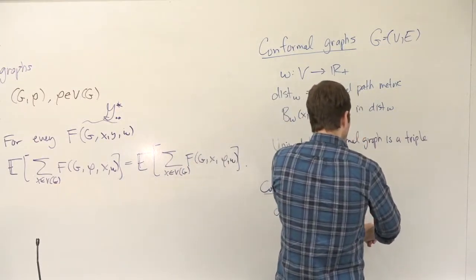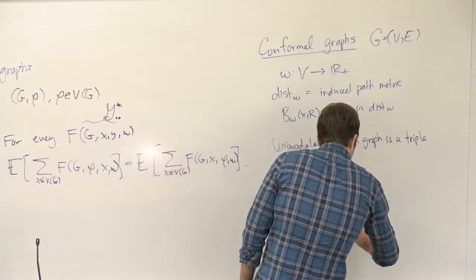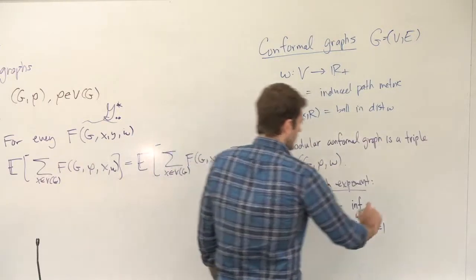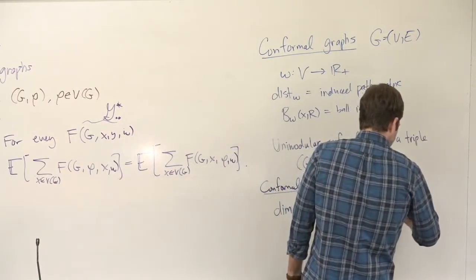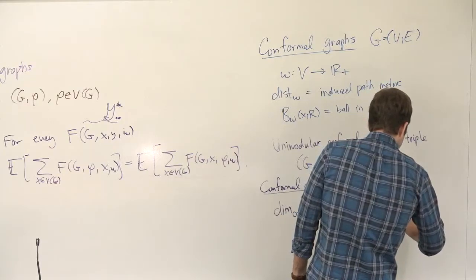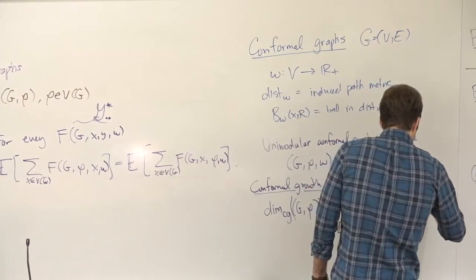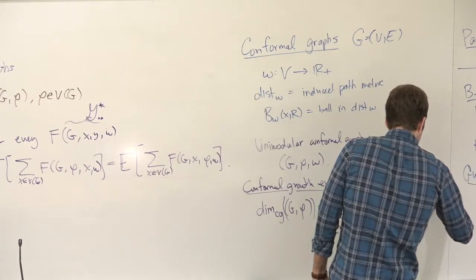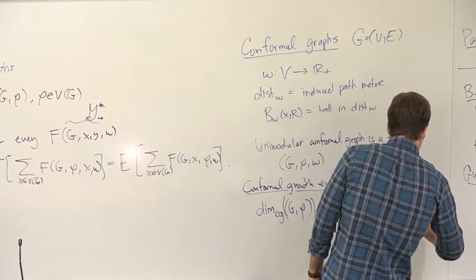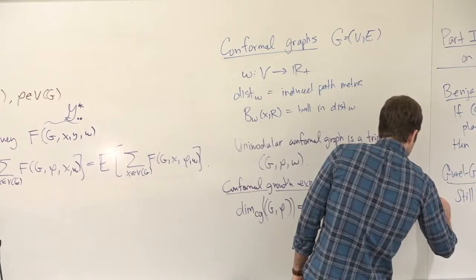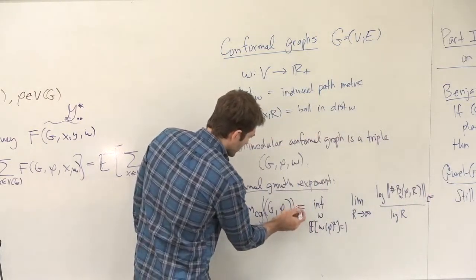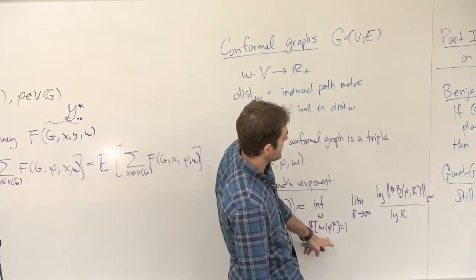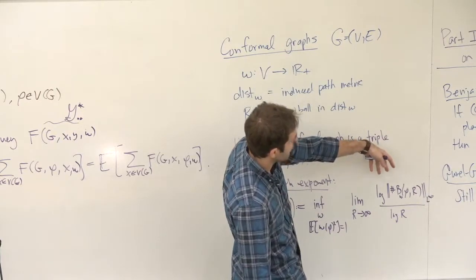Okay, so you look over all conformal metrics that are normalized in the sense that they have unit area, and then I want to get the best growth rate of balls. So let's take the limit as r goes to infinity of the log of the number of points in a ball of radius r around the root, divided by log r. And okay, so this is the conformal growth exponent. I take a metric that's normalized to have unit area in this sense, and then I look at the best degree of growth of balls I can get.